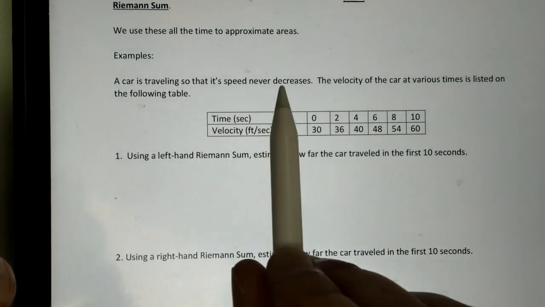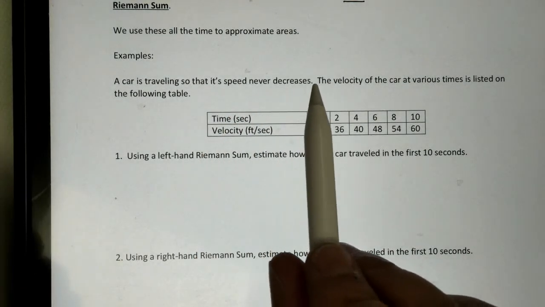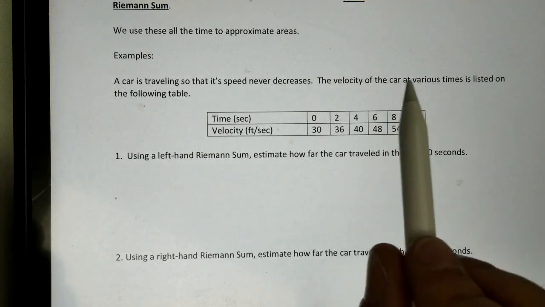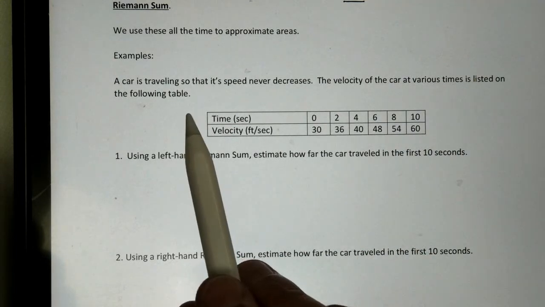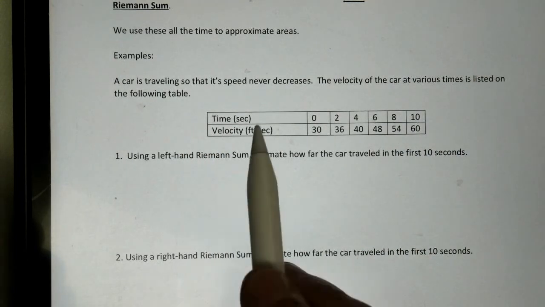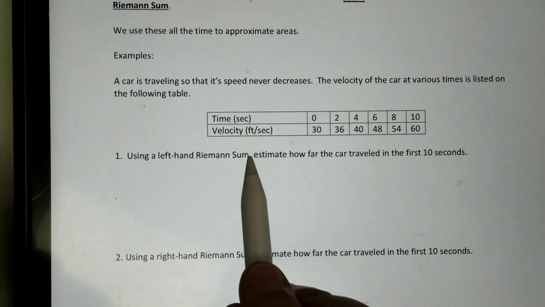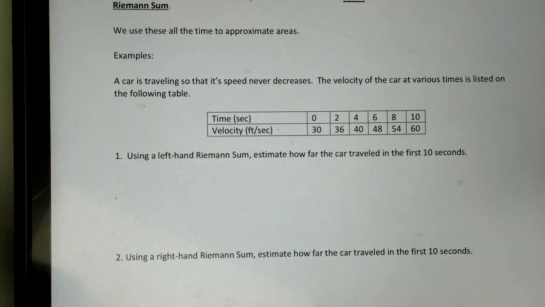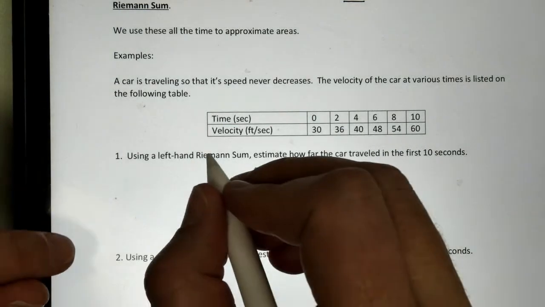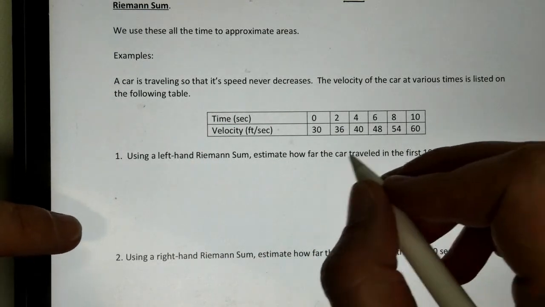A car is traveling so that its speed never decreases, kind of like how I drive. The velocity of the car at various times is in the table below. The first question says, use a left-hand Riemann sum to estimate how far the car traveled. Now the first thing is, how do I know that the area is going to give me distance?